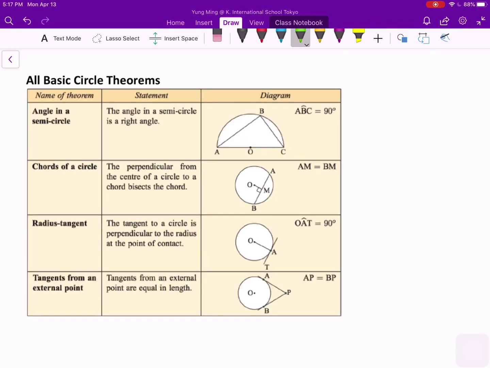Now before going to the examples, here's an overview of all the basic circle theorems. We've gone over 4 so far. The first one I'll probably call the semicircle theorem. The second one, it doesn't really take much effort to write the full name, chord of a circle. Third one, it's pretty short already, radius-tangent, or tangent-radius. The last one I'll call the tangent external. How about that? I think that shortened things so much already. So let's take a look at examples.